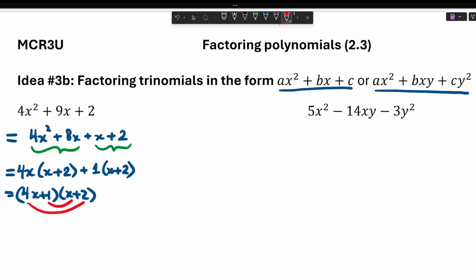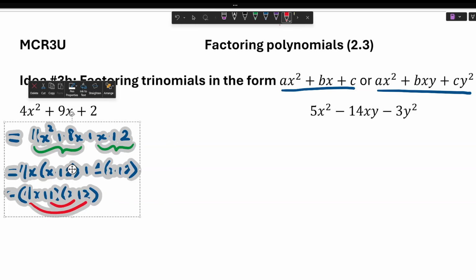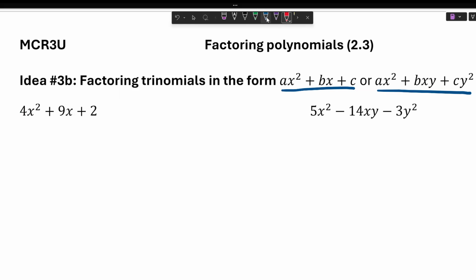So this method is a little bit slow. It's slow because sometimes it's not obvious what the decomposition is. So instead we're going to do a smart guess and check again. We're going to say, let's actually peel apart both a and c into factors. 4 could have been 1 and 4, or 2 and 2. And 2 could be 1 and 2.